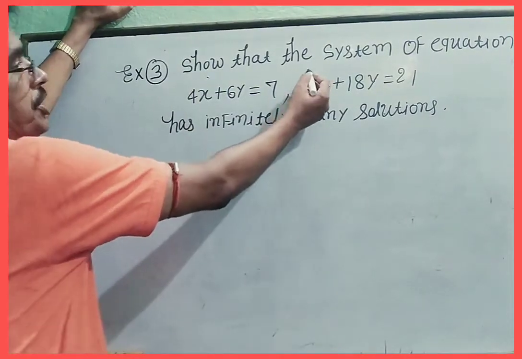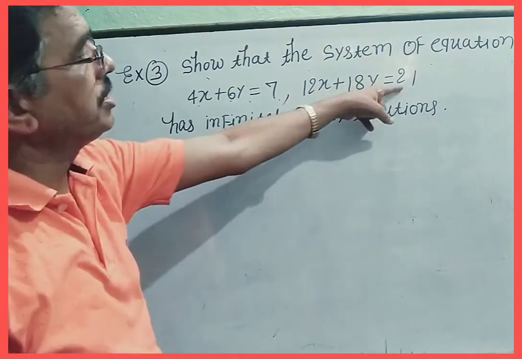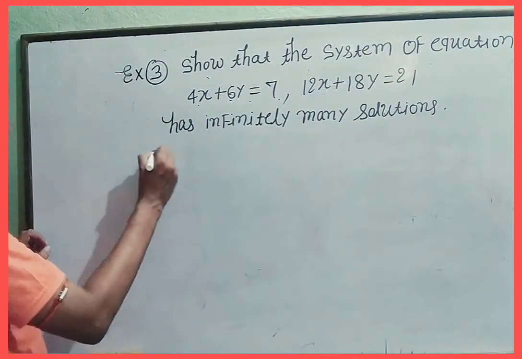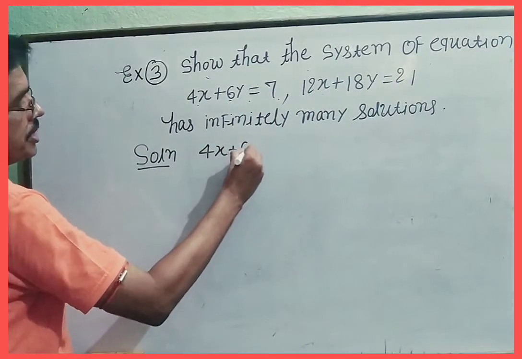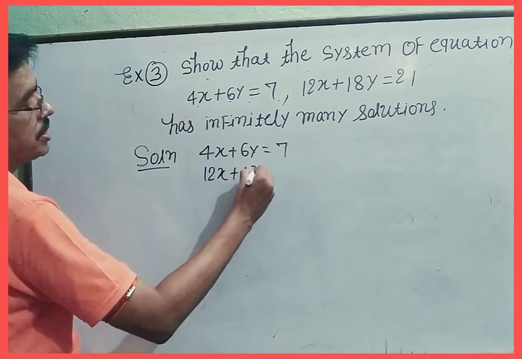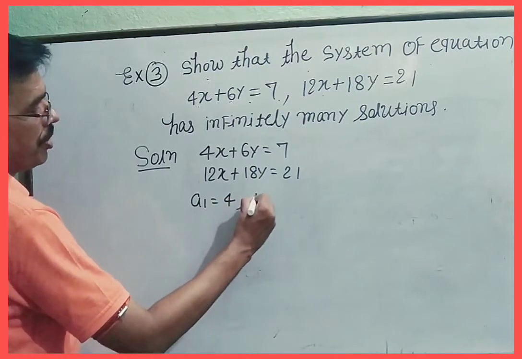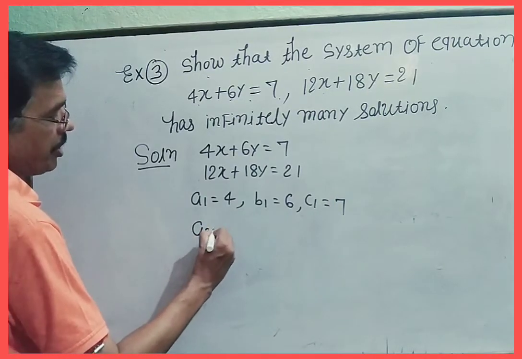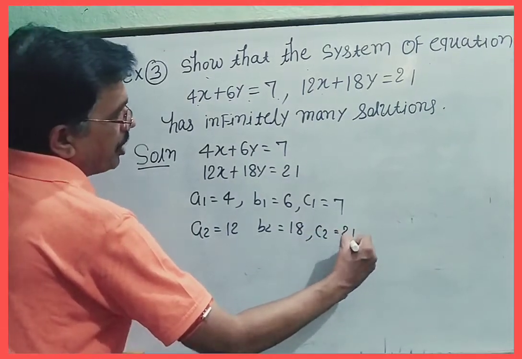Next, show that the system of equations 4x + 6y = 7 and 12x + 18y = 21 has infinitely many solutions. So dear friends, first we write the equations. The first equation is 4x + 6y = 7, and the second equation is 12x + 18y = 21. So a1 is equal to 4, b1 is equal to 6, and c1 is equal to 7. Similarly, a2 is equal to 12, b2 is equal to 18, and c2 is equal to 21.